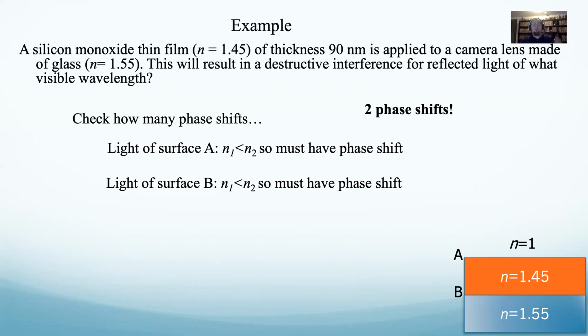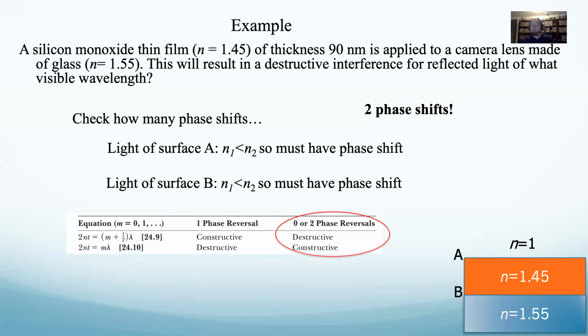And if I go back to my table, two phase shifts, these are the equations. I want destructive interference, so destructive is this equation right here. Destructive interference will happen when 2nt equals m plus a half times lambda.